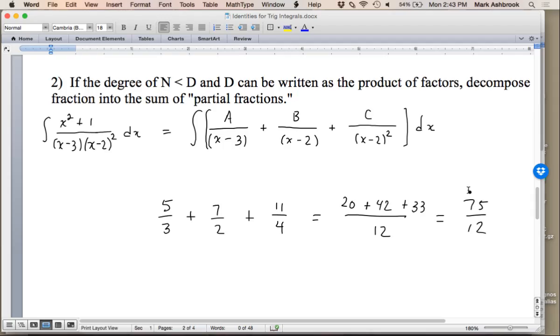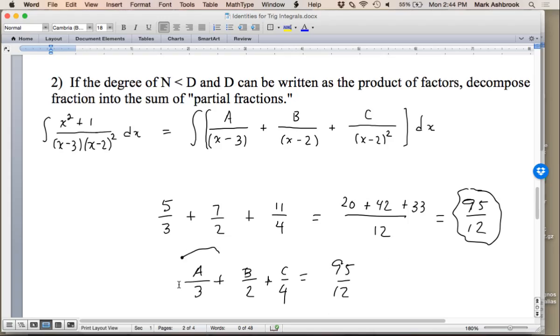Okay, there's no way to get 95 twelfths by just... I was just testing you. Okay, so there's no way to get 95 twelfths by doing something over 3 plus something over 2. It's impossible. You can't do it. You also need something over 4 to get it. And that's the same idea as what's going on here. You have to also have something over 4 to get the fraction 95 twelfths. Without that c over 4, this is impossible. Can't do it.